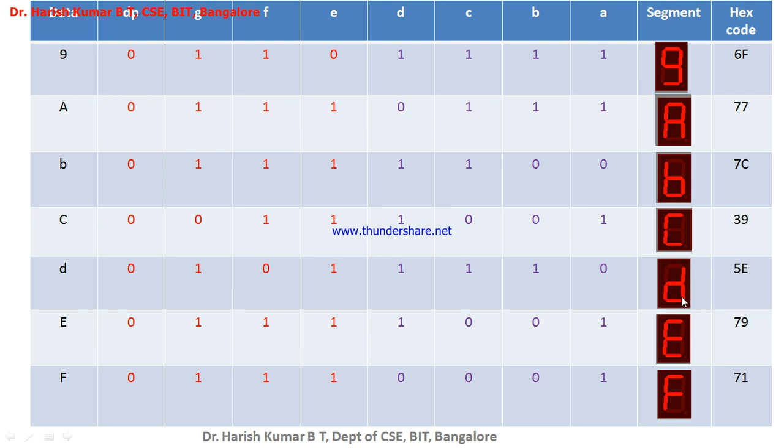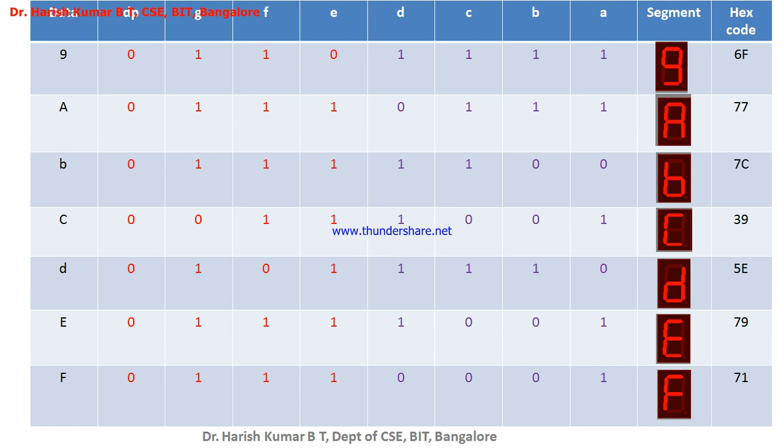Again, D I'm not displaying in uppercase, because if I display D in uppercase, it's not possible for you to distinguish between D and 0. So D in lowercase, and E again in uppercase, and F again in uppercase. These are the hex codes. This is what you have to compute when you want to display something on a common cathode display.